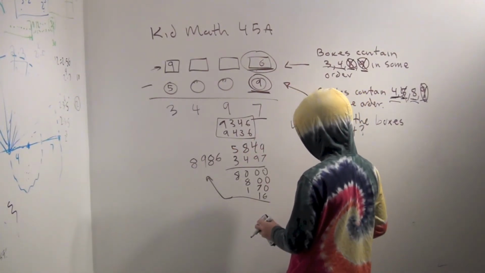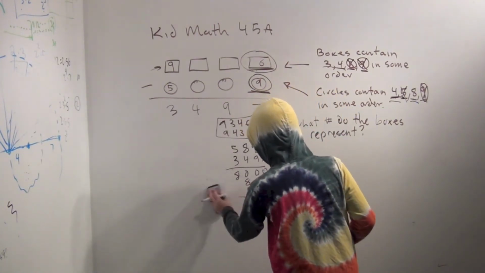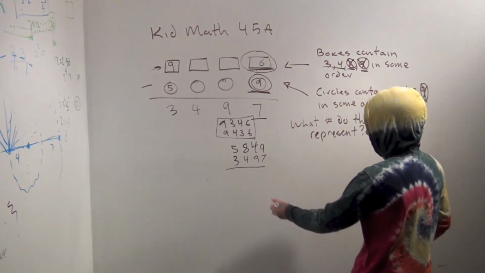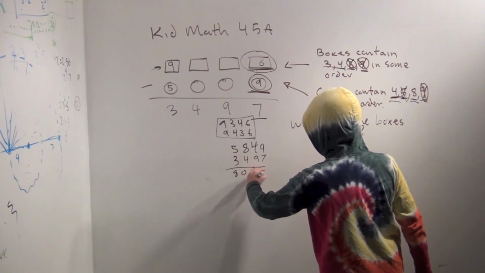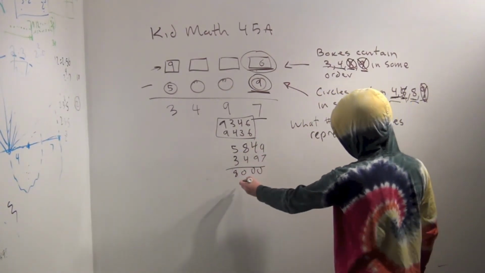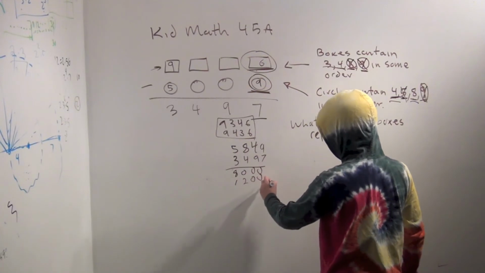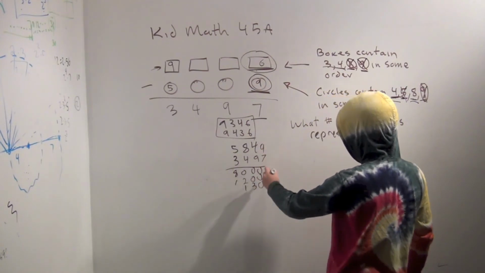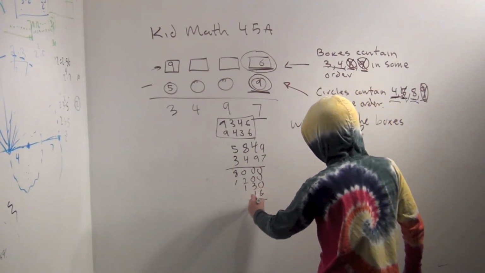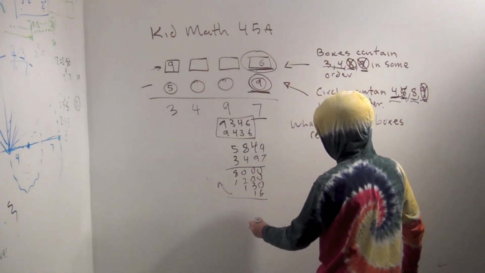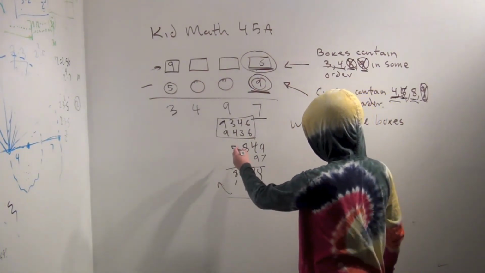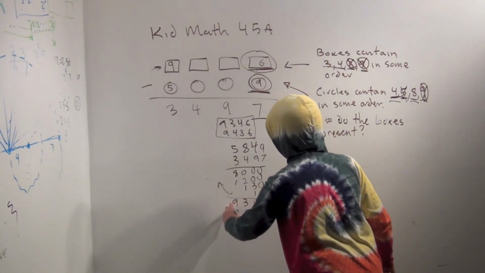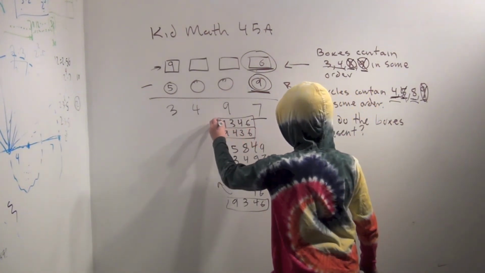Now instead of the 4 and 8 one way, we put the 4 and the 8 the other way. What do you get when you add these two numbers together? You get 8,000, 1,200, 130, and 16. What does that add up to? It's 9,346. 9,346, right here.